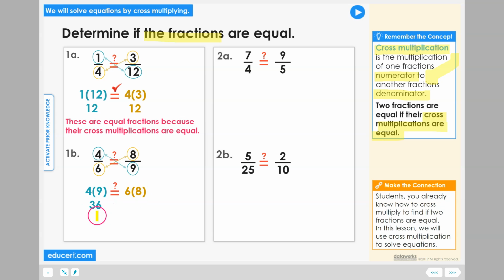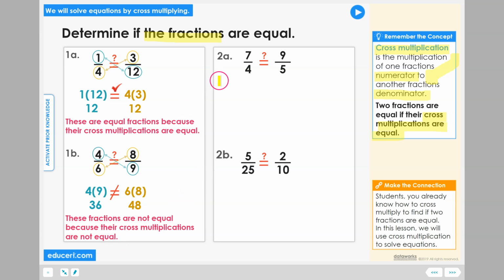4 times 9 is equal to 36. 6 times 8 is equal to 48. So these fractions are not equal because their cross multiplications are not equal. Let's read. These fractions are not equal because their cross multiplications are not equal.